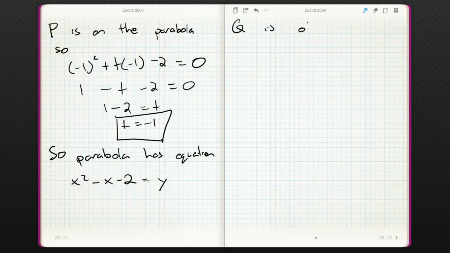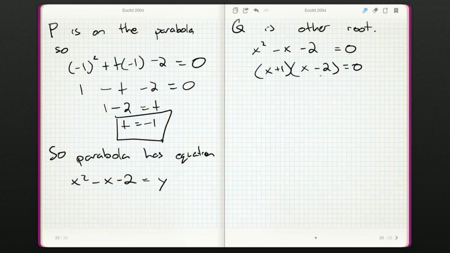So Q is the other root. x squared minus x minus 2 equals 0. I think we can probably factor that, especially because we know plus 1 is one of them. So it'll have to be x minus 2. Right? Because negative 2 times 1 is negative 2. 1 plus negative 2 is negative 1. I think we're all set.